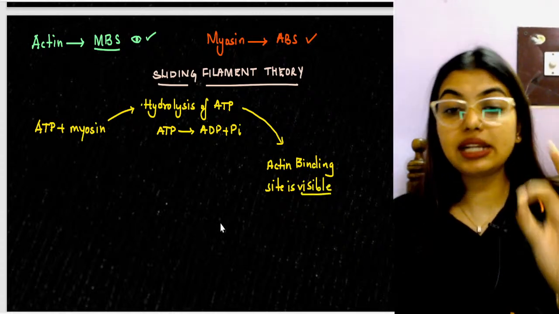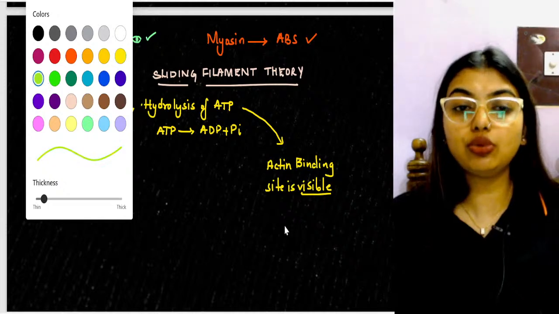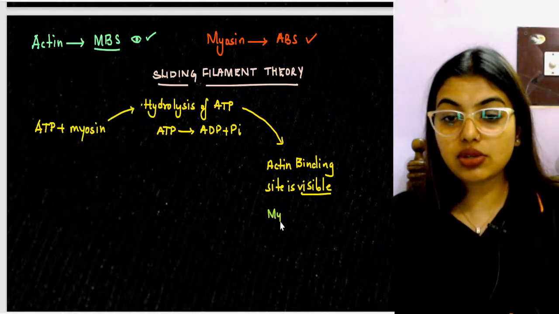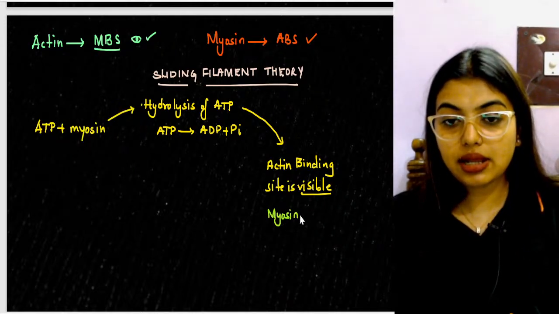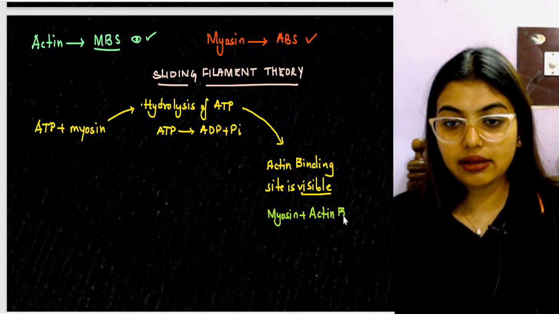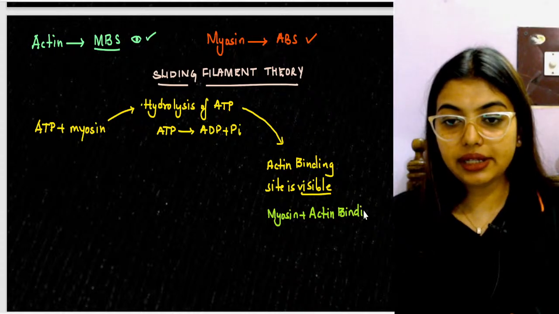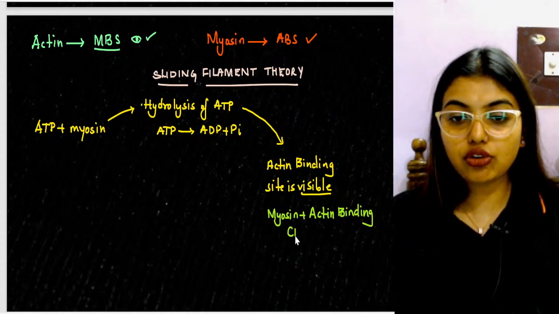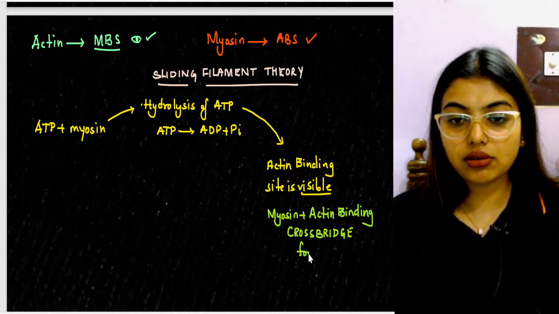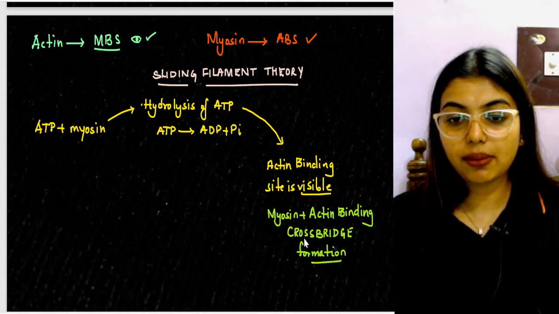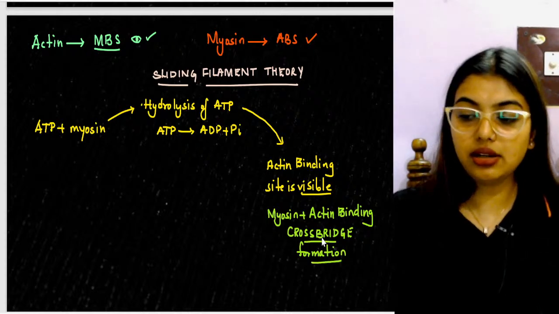That actin binding site is visible, so that will lead to what? That will lead to myosin plus actin binding, leading to cross bridge formation. Okay, cross bridge formation. Yes, clear?